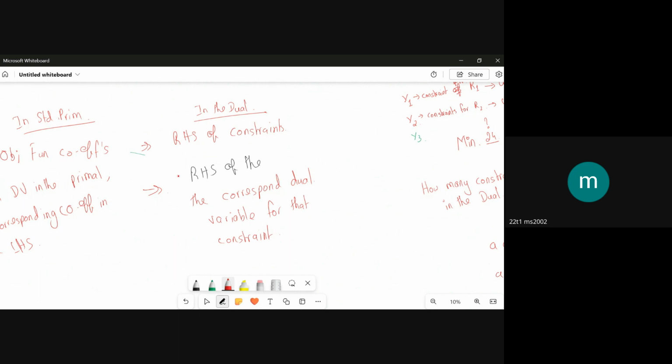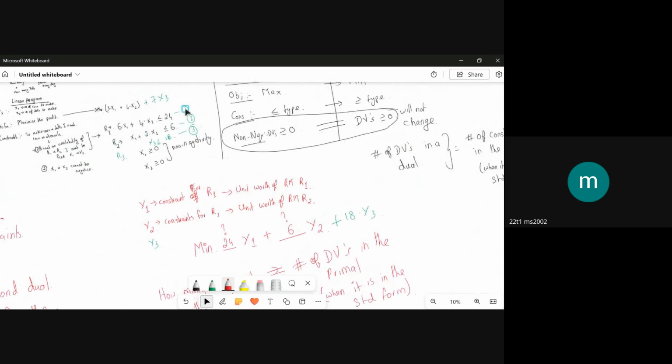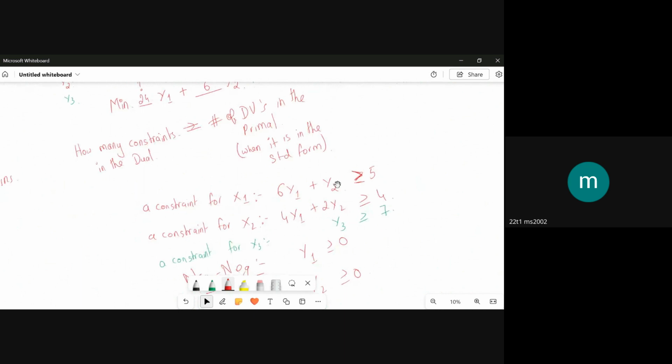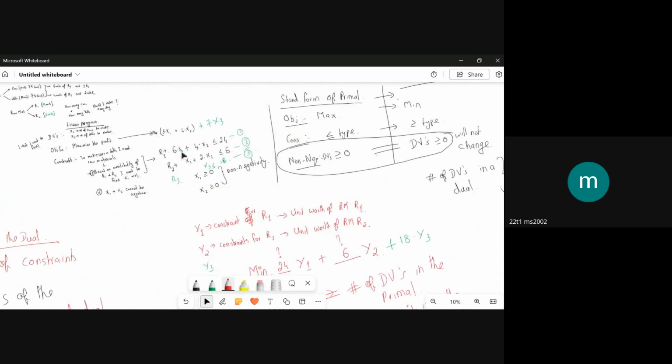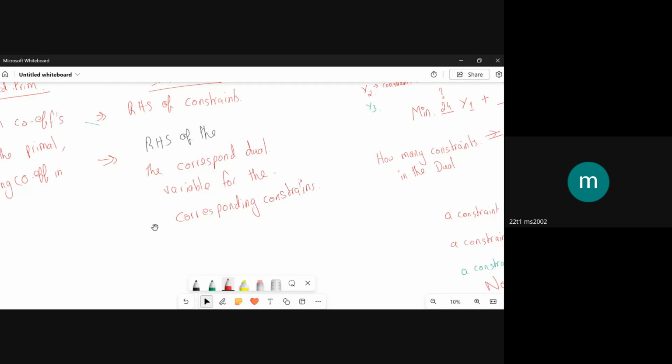RHS of the corresponding dual variable for the corresponding constraints. I don't know how else to put this. So y1, what I basically mean is y1 is the dual variable for constraint 1. So when I write constraint 1, whatever coefficient is going to come, the 6, this will always correspond to x1. So 6y1 plus 1y2 must be greater than or equal to 5. Look at it however you want. If you want to just take the transpose, that is also fine. But that is what it means.